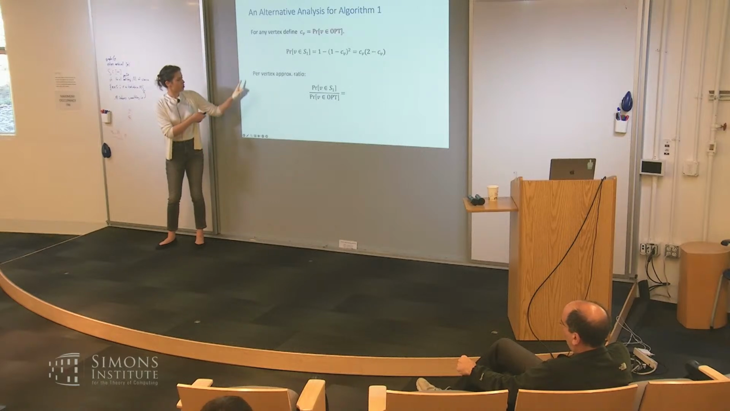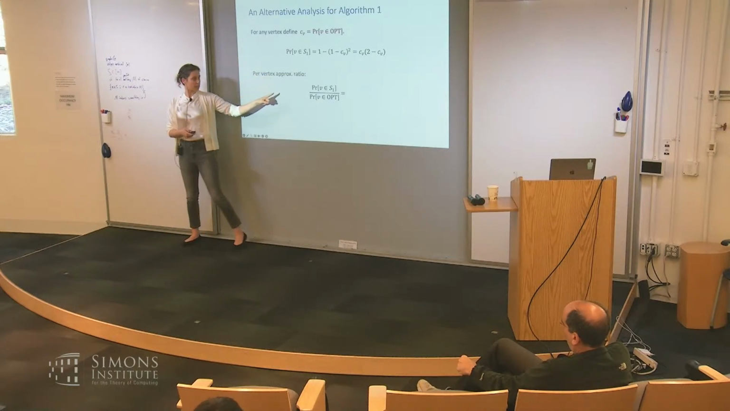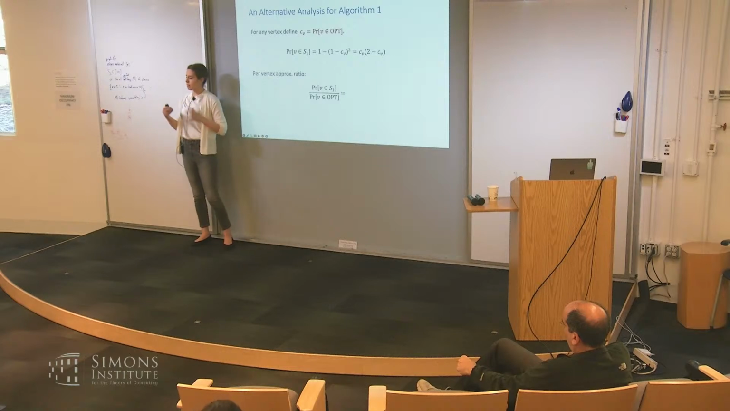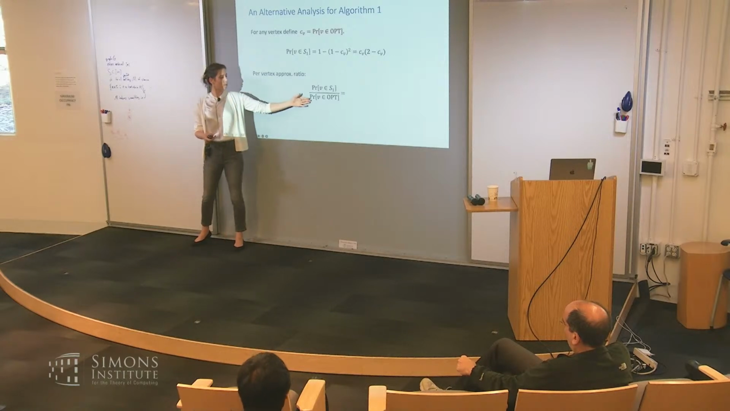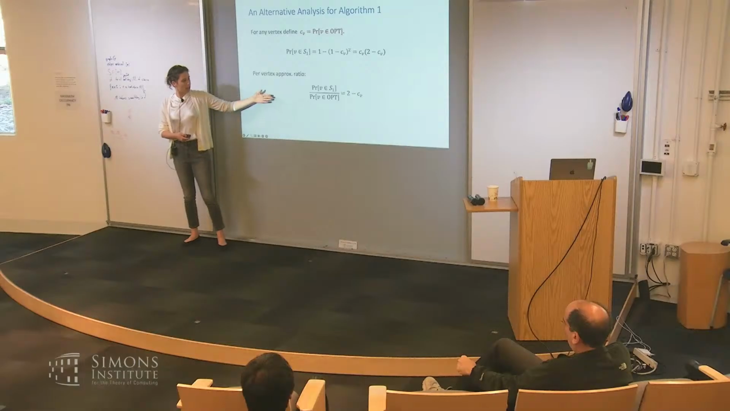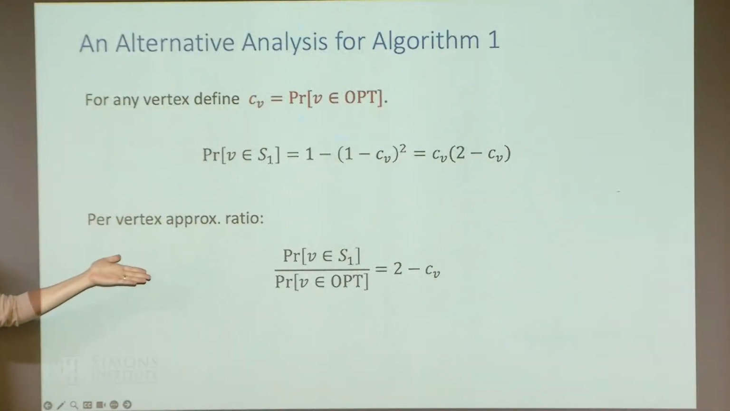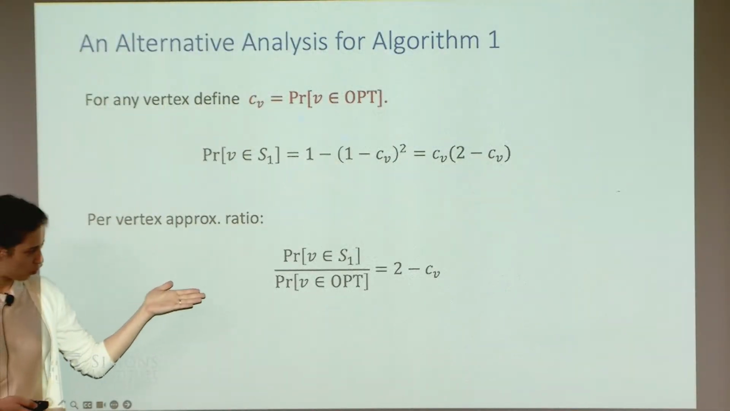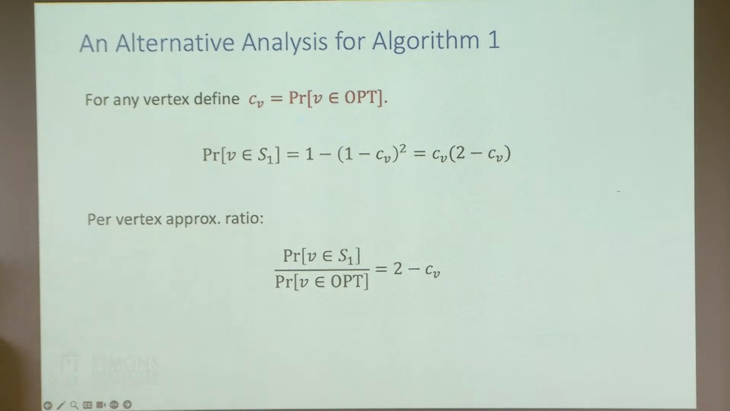Okay, now let's go back. So our per vertex approximation ratio, I define it to be the probability that the vertex belongs to the output, over the probability that the vertex is in the optimal solution. And that's 2 minus CV here. Now, what this means is that if, in some instance, CVs are large, this algorithm already beats half, right? So we need to come up with another algorithm that behaves the opposite. When CVs are small, we want an algorithm that also behaves well. So now let's go there.